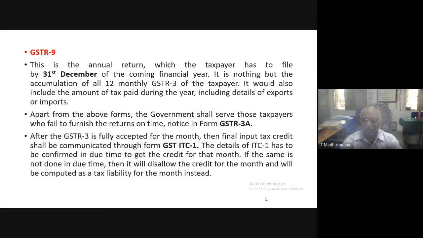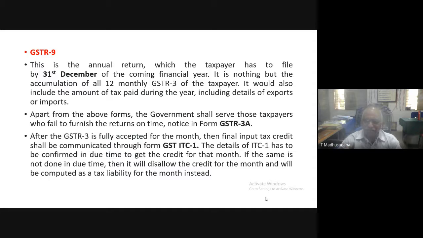After this GSTR 3 is fully accepted for the month, the final input tax credit shall be communicated through the form GST ITC 1. So after accepting the GSTR 3 submitted by the taxpayer, the government communicates the final input tax credit in form GST ITC 1.